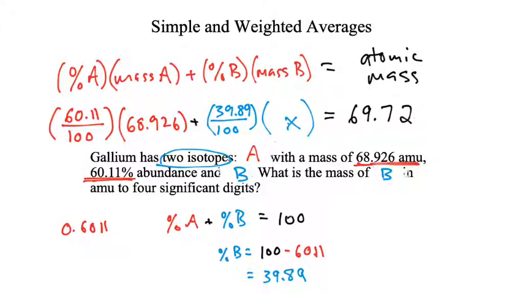How are we feeling? Some people are okay with it, some people aren't. That's okay. That's why we practice. But this is the process of moving through it that you should be using. Are we going to do another one right now? We're not going to do another one here. Can't you just use the atomic mass and subtract the mass of A to get the mass of B? What would you get? 69.72 minus 68.926. What do you get?